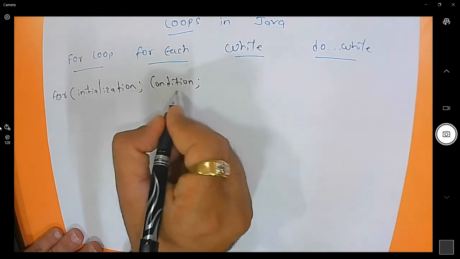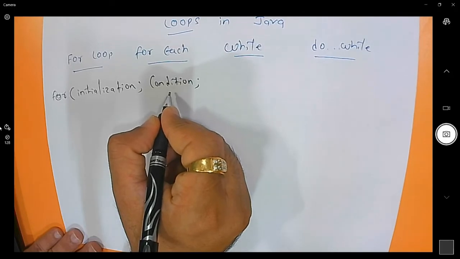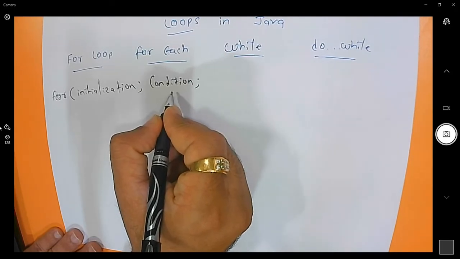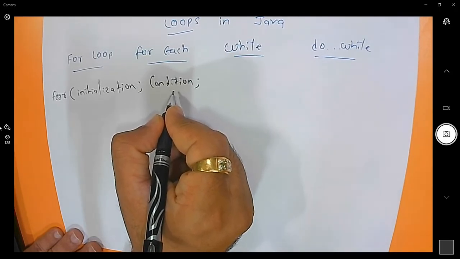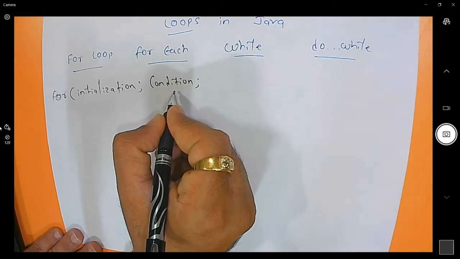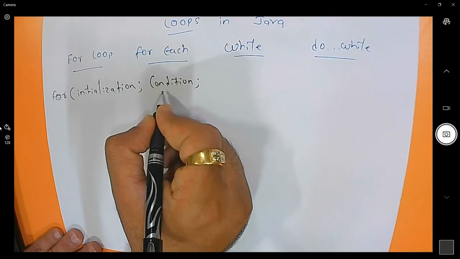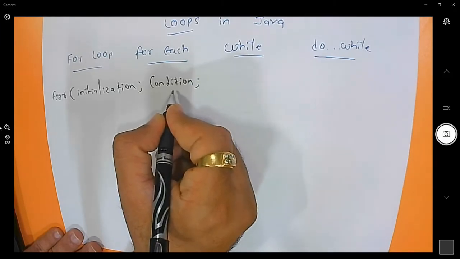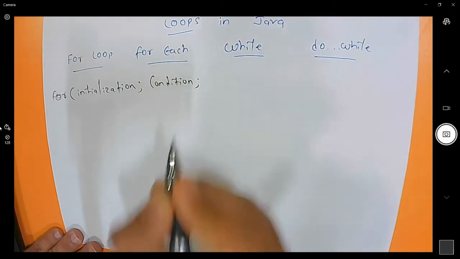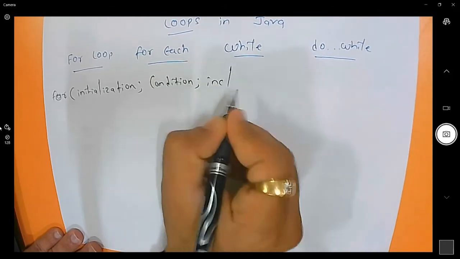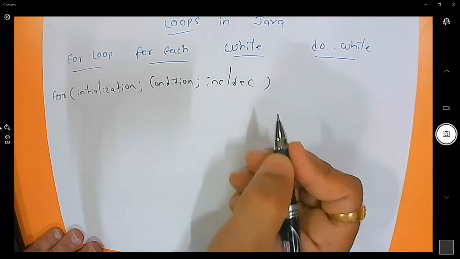In C language, here you can pass any non-zero expression or zero expression. If it is non-zero, then it will execute. If it is zero, then for loop will be terminated. But in Java, you have to provide the condition. You can provide only a Boolean value over here, either true or false. Then you can write increment, decrement over here.